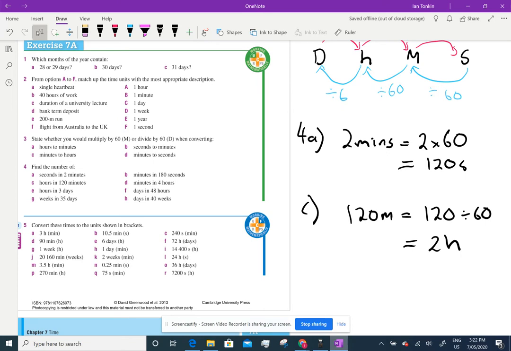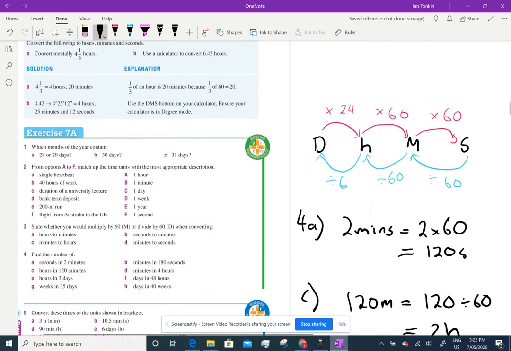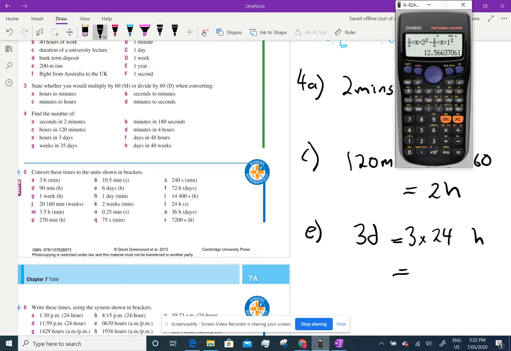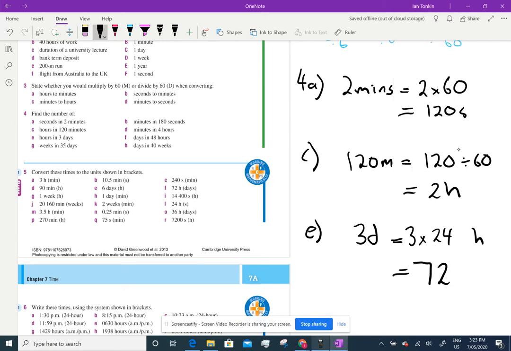I'm going to do E and G. You do the other side. So E, how many hours in 3 days? So I've got 3 days, and I've got to get hours. So I'm going days to hours, so that's this one. So times by 24. 3 times 24. I'm going to need my calculator for that one. 3 times 24, 72. So 72 hours in 3 days.